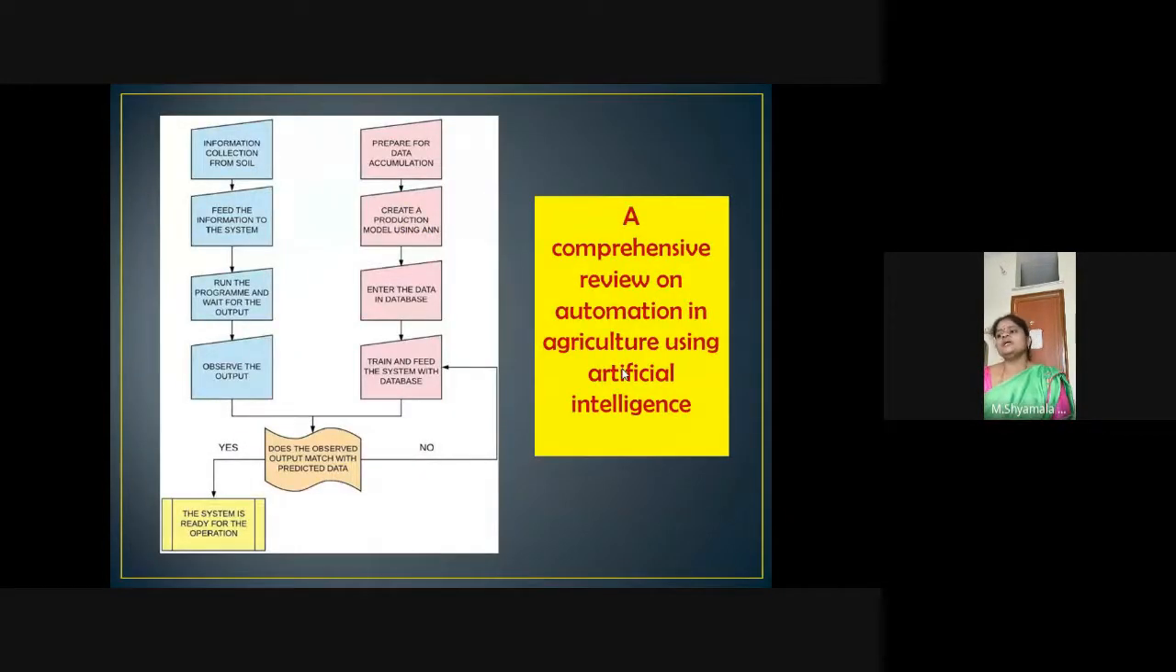Next is a comprehensive review on automation in agriculture using artificial intelligence. In previous times, agriculture was strictly conventional. Nowadays, all the farmers are upgrading to modern technologies. In agricultural engineering there is great scope for incorporating automation with artificial intelligence so that agriculture is improved very well.